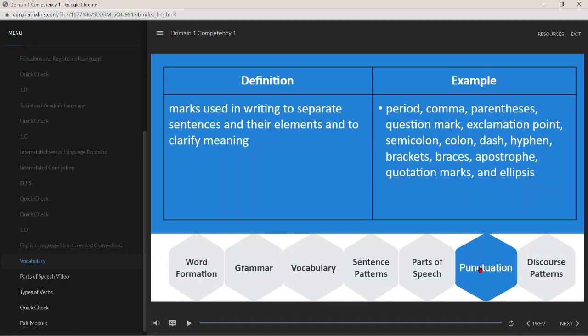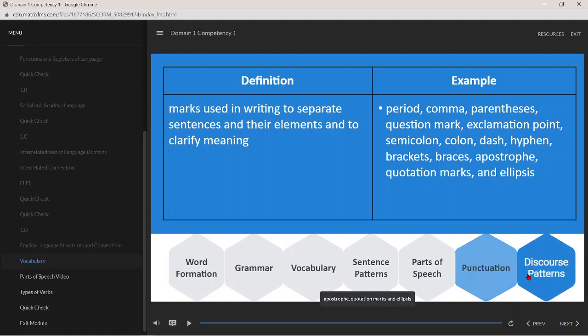Punctuation. Definition: marks used in writing to separate sentences and their elements and to clarify meaning. Examples: period, comma, parentheses, question mark, exclamation point, semicolon, colon, dash, hyphen, brackets, braces, apostrophe, quotation marks, and ellipsis.